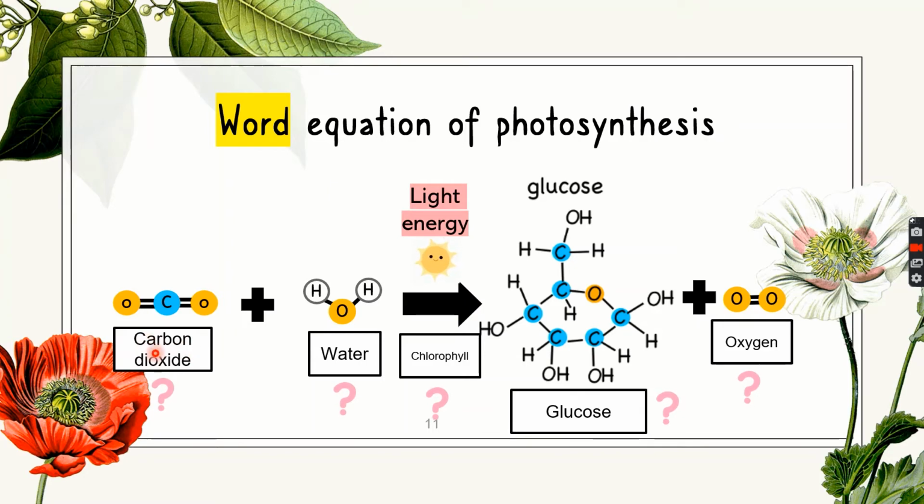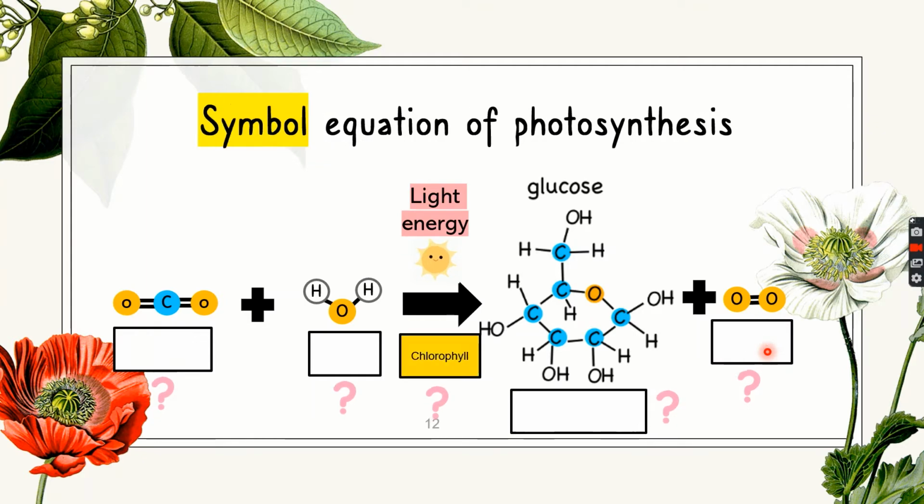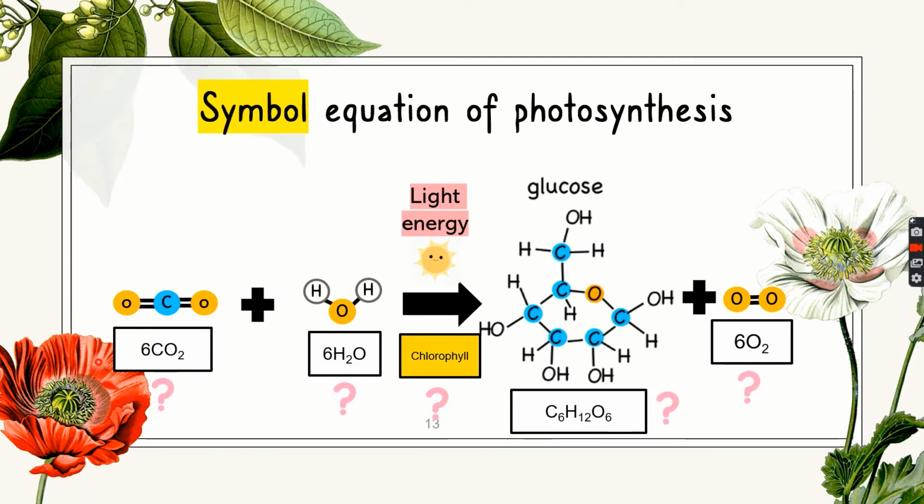It's just writing down the words carbon dioxide plus water, arrow, and then light energy and chlorophyll at the bottom. And then you write down glucose plus oxygen. As for the symbol equation here, you write down CO2, H2O, C6H12O6, and O2, and make sure to write down the words light energy and chlorophyll above and below the arrow.